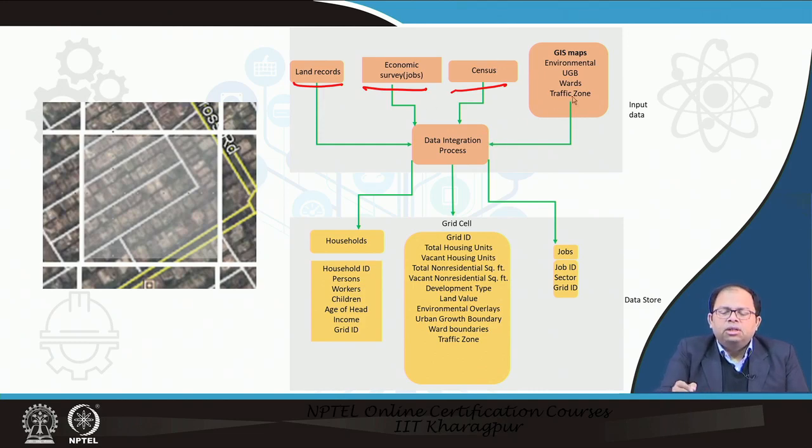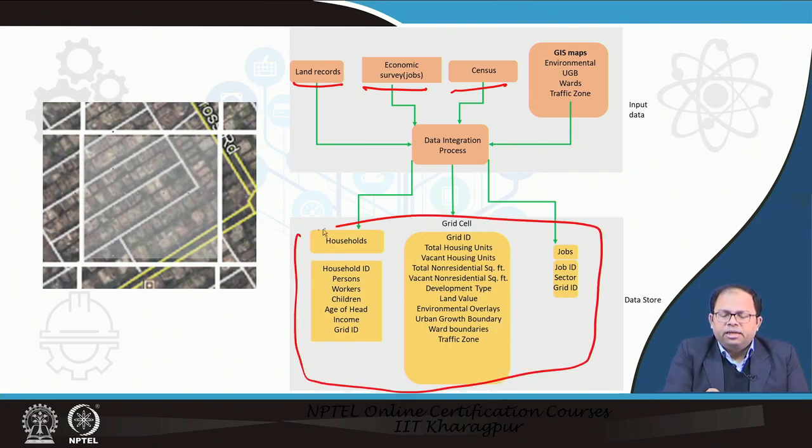Then taking the data from all these, we integrate the data and create the characteristics of the grid. There are different kinds of jobs belonging to different sectors. Each job has an ID, and each grid has an ID. Whenever a job is filled, in the modeling process we can say that job ID is filled, so we keep track of that. For each grid we measure the total number of housing units, vacant housing units, total non-residential square feet, vacant non-residential square feet, the development type, land value, environmental overlays, urban growth boundary, ward boundary, traffic zones, and so on. This is how we can develop the information for this particular grid.